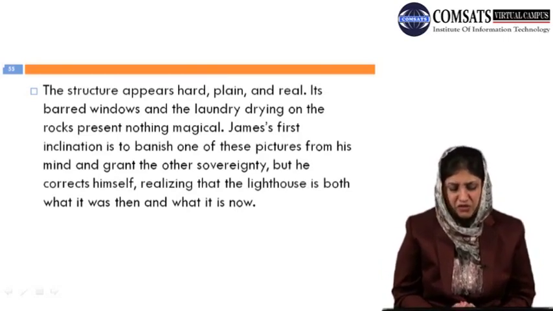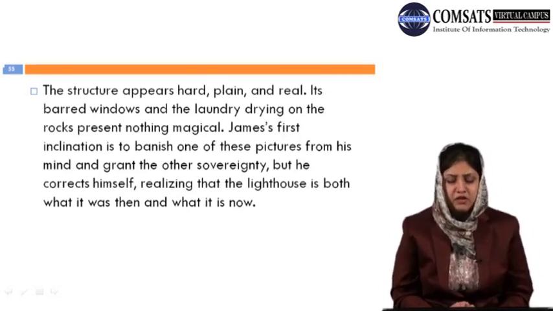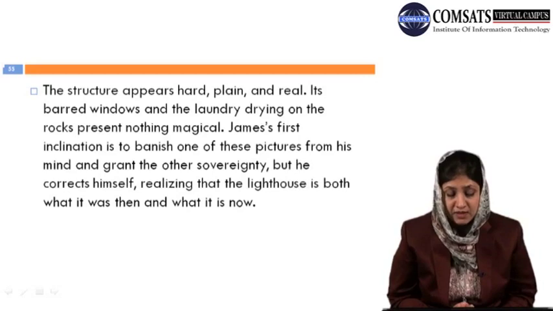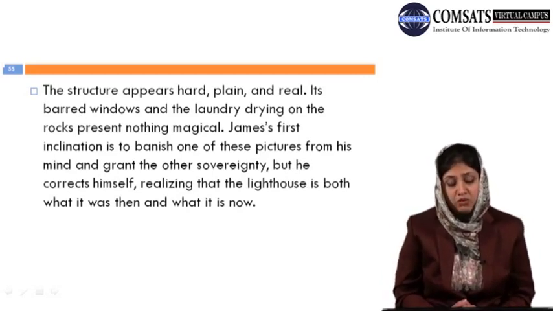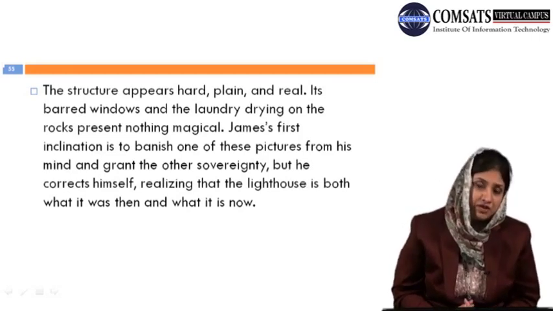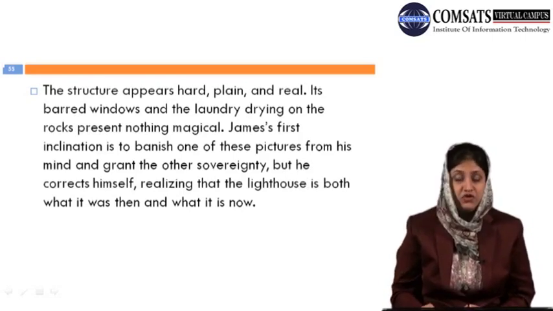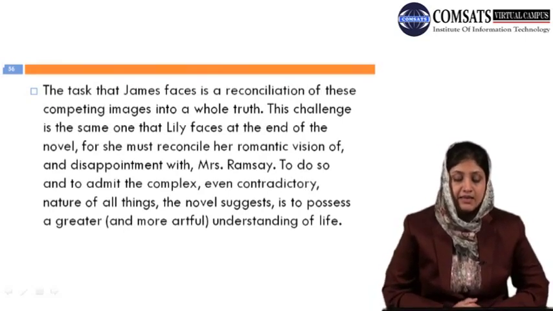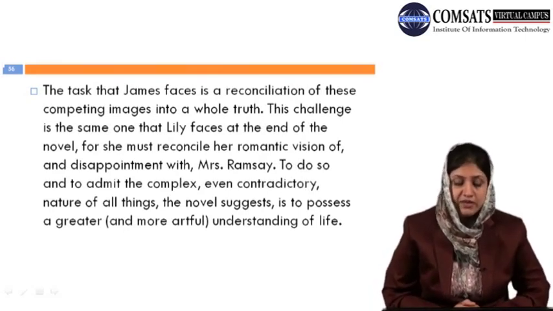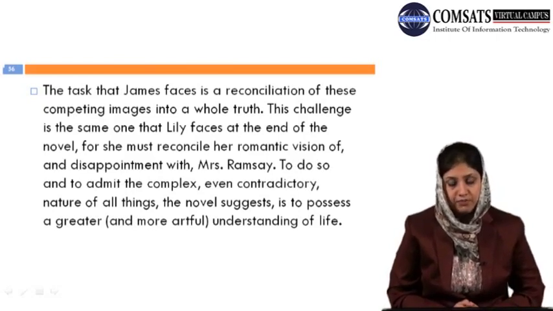James' first inclination is to banish one of these pictures from his mind and grant the other sovereignty, but he corrects himself, realizing that the lighthouse is both what it was then and what it is now. That was the reality of his childhood, and that is the reality of his adult age. The task that James faces is a reconciliation of these competing images into a whole truth.